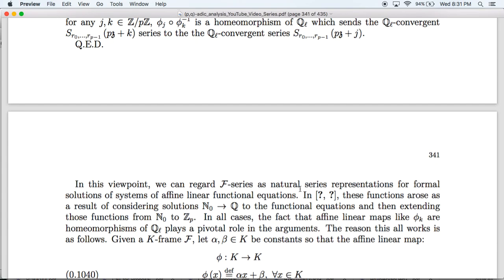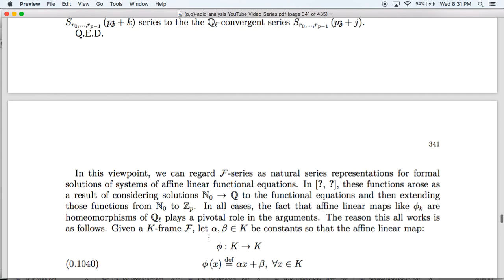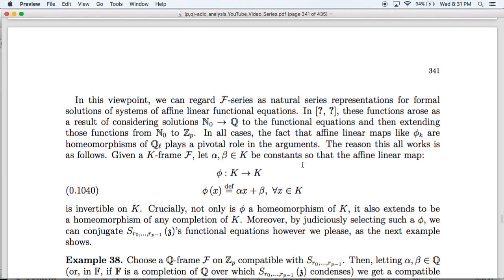In my dissertation and in my papers, these functions arose by considering solutions of the functional equations and then extending them from N0 to Zp. In all these cases, the fact that the affine linear maps, like phi k, are homeomorphisms of QL plays a pivotal role in our arguments. And so basically the reason this all works is as follows: given a K-frame F, let alpha and beta be constants in the base field K, and suppose further that this affine linear map is invertible on K. Then, for whatever topology we give K, this map will be a homeomorphism from K to itself.